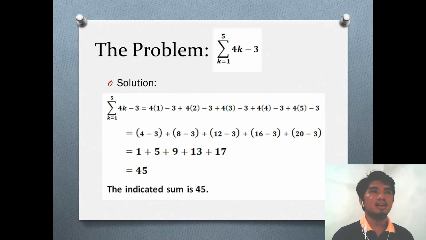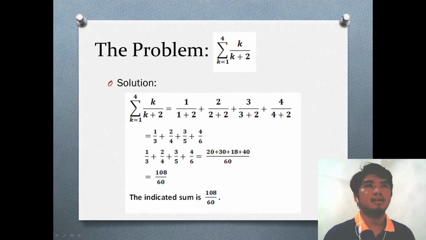So first we're gonna solve the numbers inside the parentheses. So 4 minus 3 is 1 plus 8 minus 3 is 5 plus 12 minus 3 is 9, 16 minus 3 is 13, and 20 minus 3 is 17. So we're gonna add all of these numbers and the sum will be 45. So the indicated sum for this problem is 45.